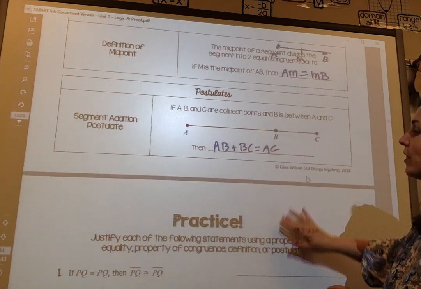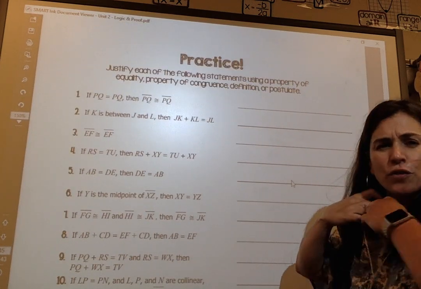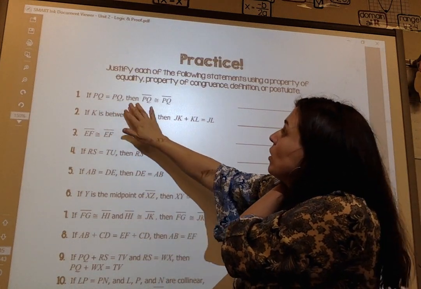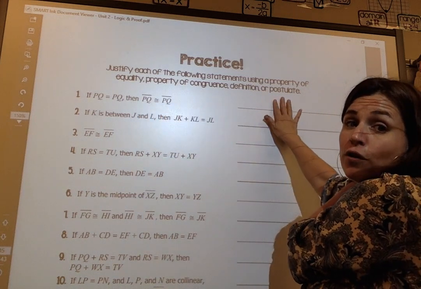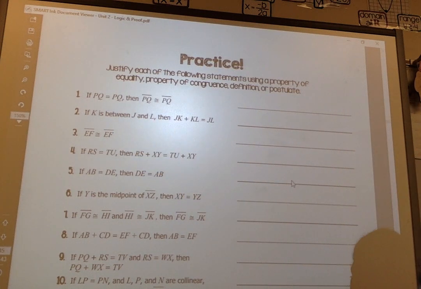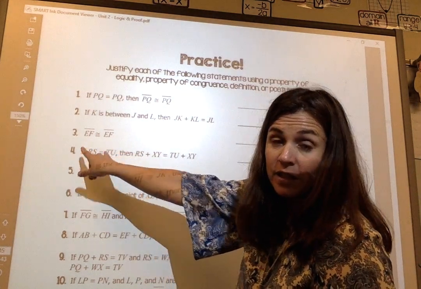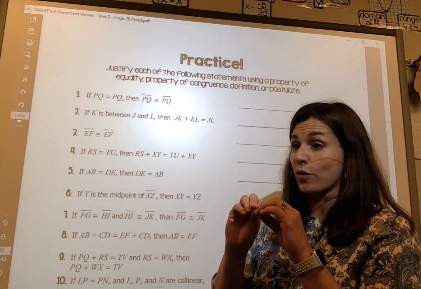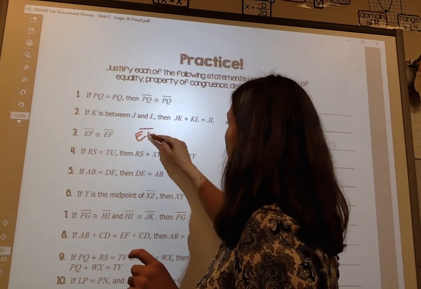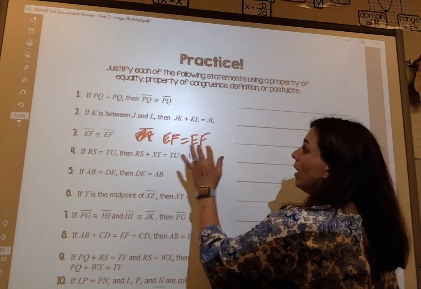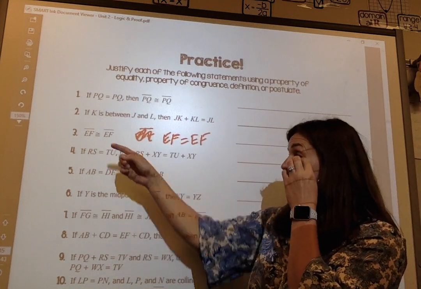Okay? Now, let's take a look at this. I don't know if you have this in your folder. I don't know if I gave this to you, but let's see if you can guess it. If PQ is equal to PQ, then PQ is congruent to PQ. That's the definition of congruence. If K is between J and L, then JK plus KL equals JL. That is your segment addition postulate. Reflexive property of congruence. If it were this, it would be reflexive of equality. Here it's reflexive of congruence.